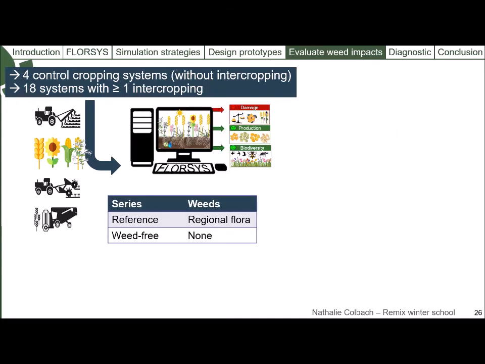In each series, each cropping system was simulated over 30 years to get long-term effects and repeated with 10 different weather series to get an idea of their robustness relative to weather hazards. These simulations were carried out disregarding any nitrogen or water stress after plant emergence.